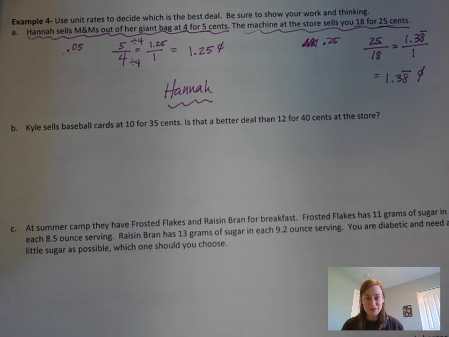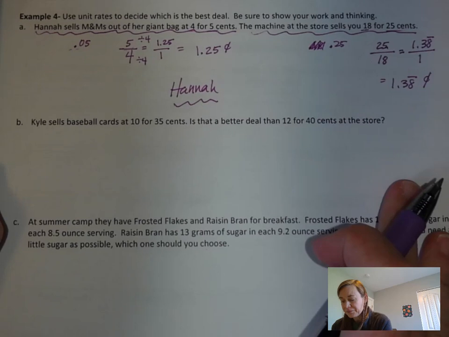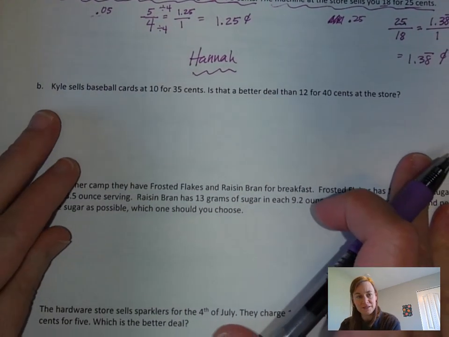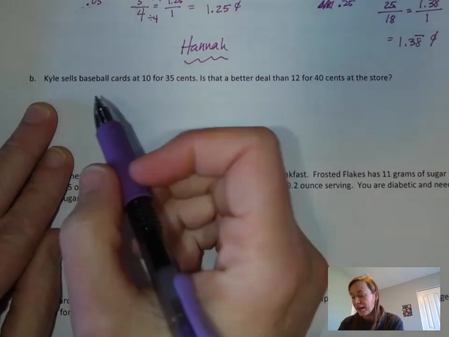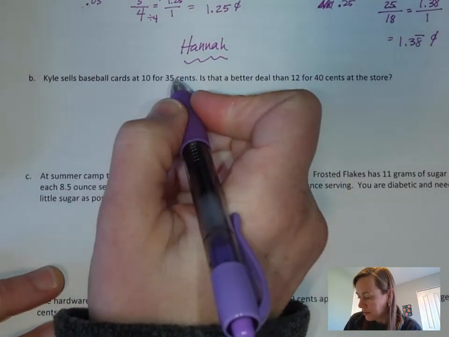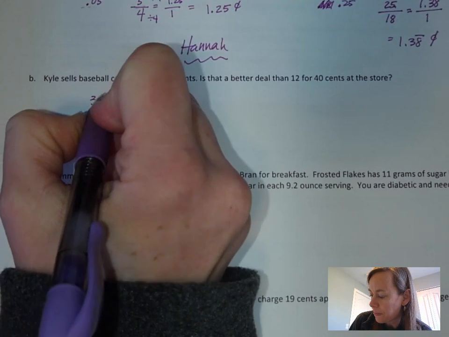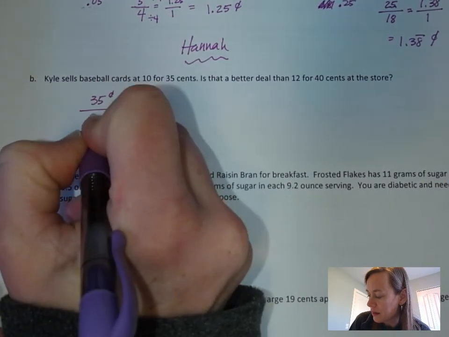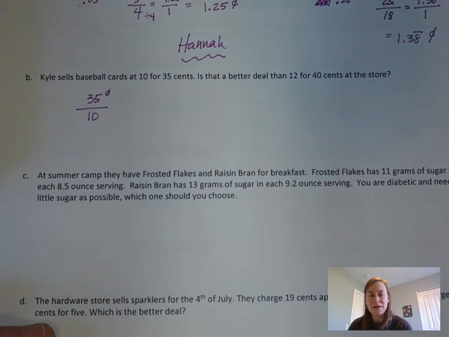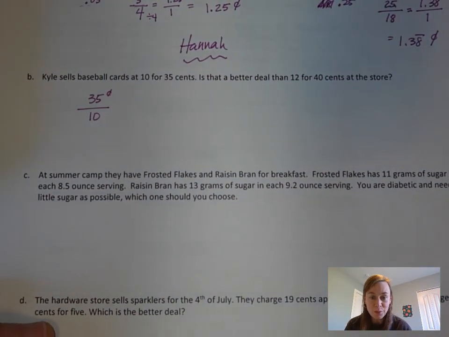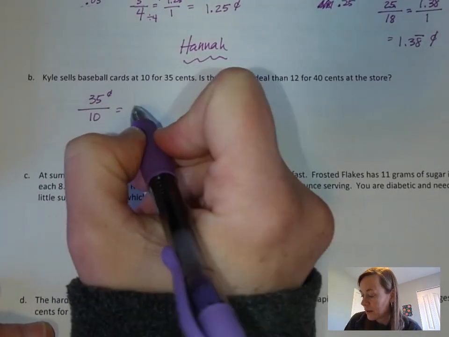So you just write the answer of whoever has the better deal, and then you can go on to the next problem. All right, so Kyle, for the next problem. Kyle sells baseball cards at 10 for 35 cents. Okay. So 35 cents per 10 baseball cards. Now we need to figure out how much that is for one baseball card.